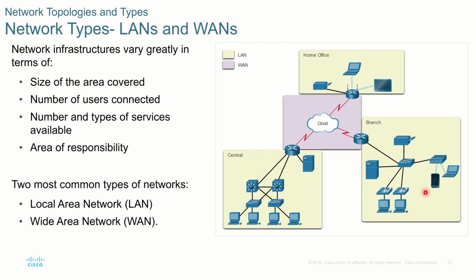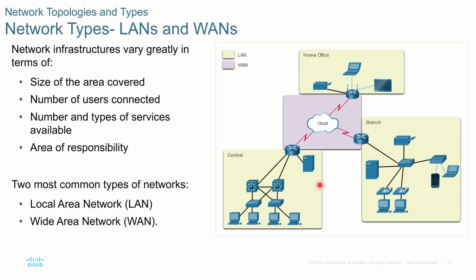Like for example, this branch is also connected to the phones within a limited area. So individually, we have three separate LANs, but these LANs are connected through a wide area network represented by the cloud. So WAN here enables communication and resource sharing between three different LANs which are in geographically separated locations.